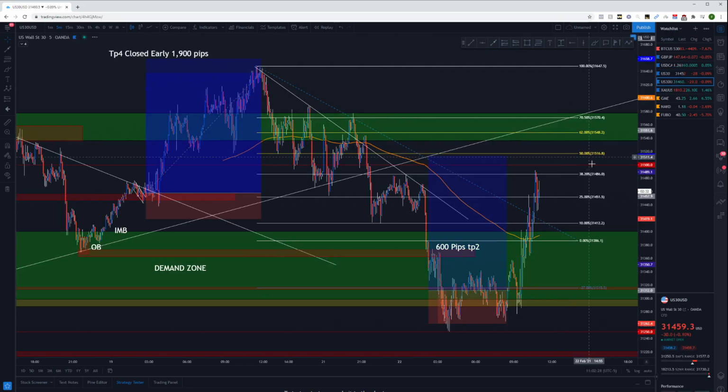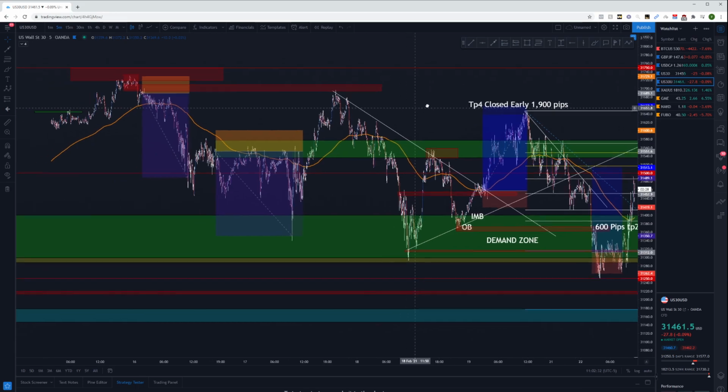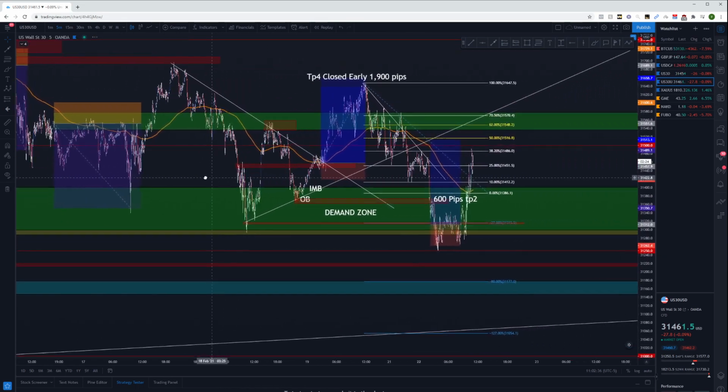So let me show you. These are the trades I've taken in the last few days. I do have a VIP group which I send these out to. So you can see that I pretty much only do one trade a day.